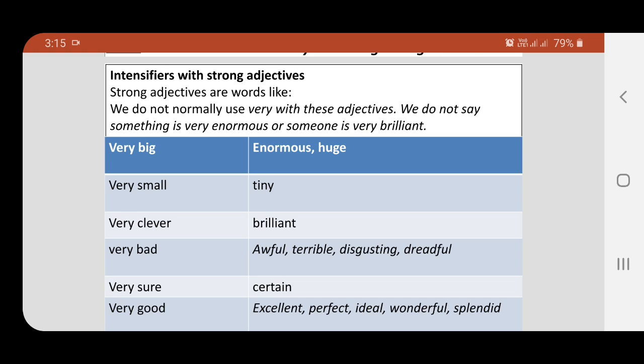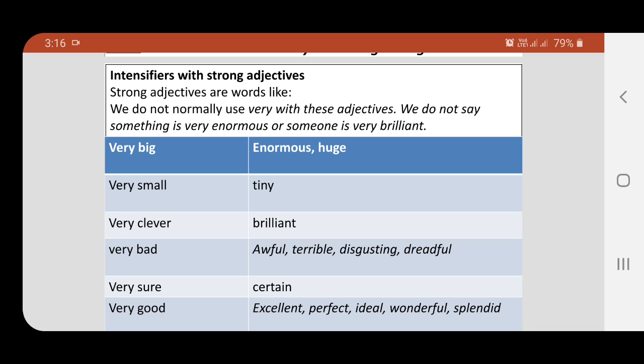Big, that itself is an adjective describing the quality or size. Big, small, shorter, longer, taller. So very big, very small, very clever, very bad, very sure. I am very sure of it. That means you are 100% okay. Very good. That means perfection. So these are some of the strong adjectives called intensifiers. Very, that is an intensifier, a very strong adjective.